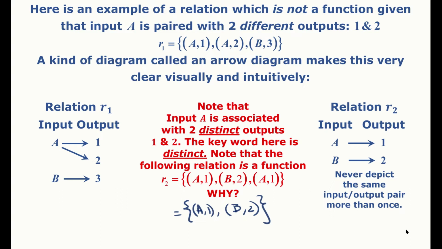The fact that A goes to 1 has already been stated, so you would not repeat that. You wouldn't do a new line with A goes to 1, see? So you never repeat in that manner. And so therefore, the keyword is distinct. But here we have the element A going to two different outputs. Distinct in mathematics basically means different, okay? And that's why this is not a function.